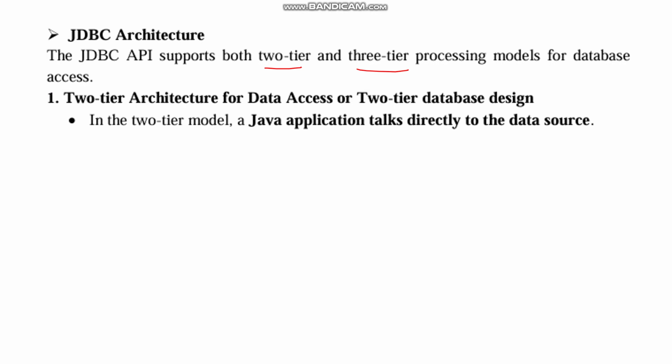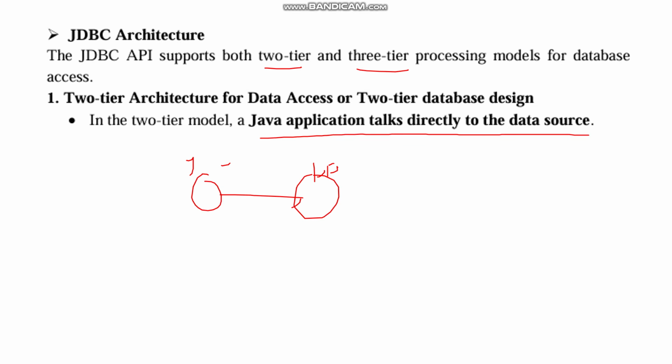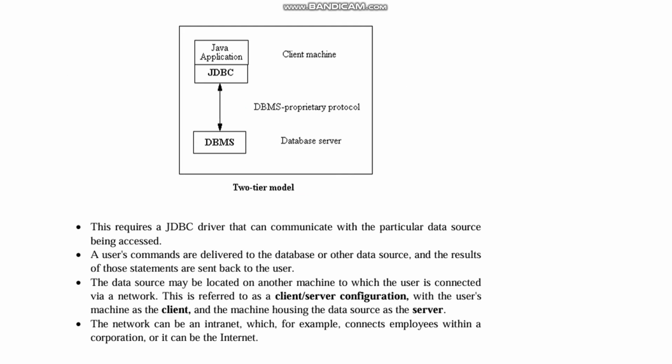Coming first to the 2-tier architecture, which is the 2-tier database design. In the 2-tier architecture, the Java application talks directly to the database. The Java program is directly talking with the database. See the diagram here. This is our Java application. The Java application uses JDBC to connect with the database server.